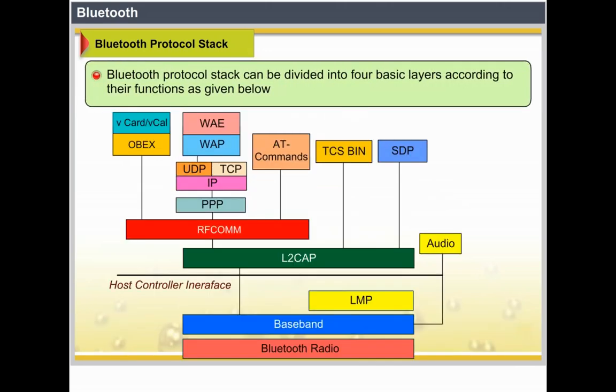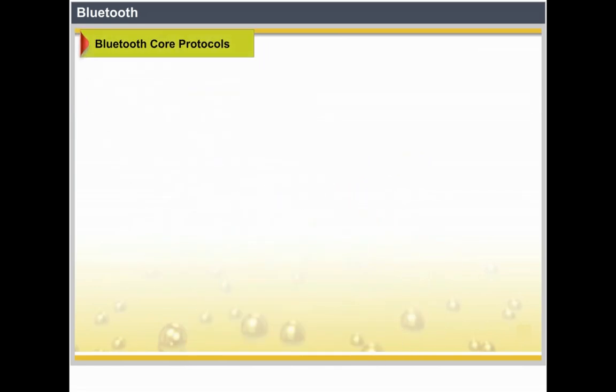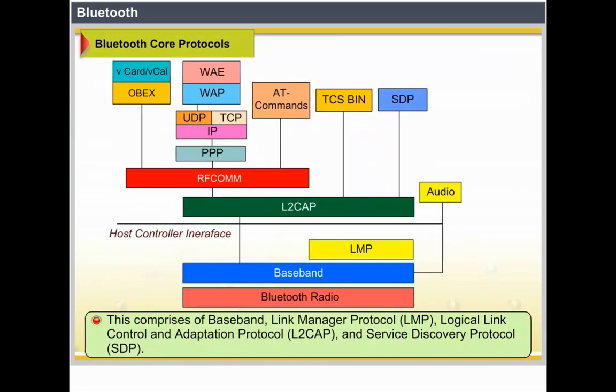Bluetooth protocol stack can be divided into 4 basic layers according to their functions as given below. Bluetooth core protocols. This comprises baseband, Link Manager Protocol LMP, Logical Link Control and Adaptation Protocol L2CAP, and Service Discovery Protocol SDP.